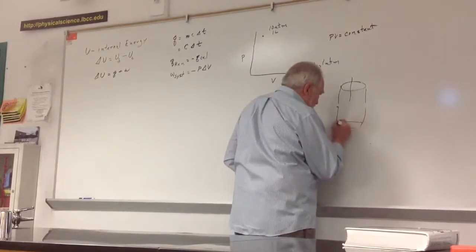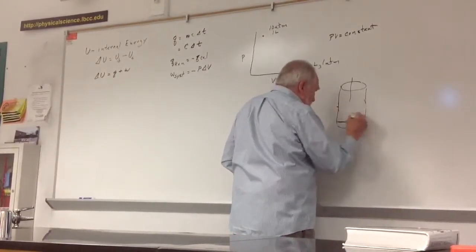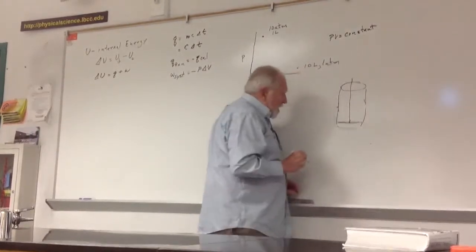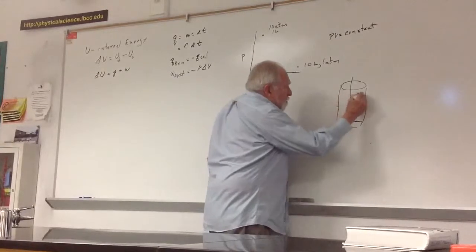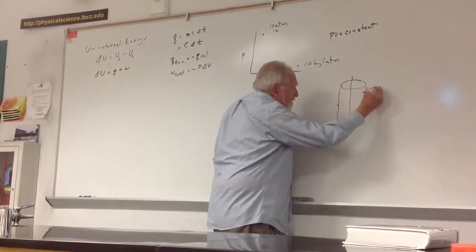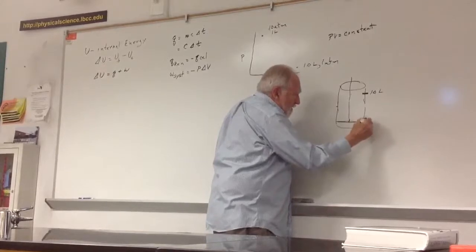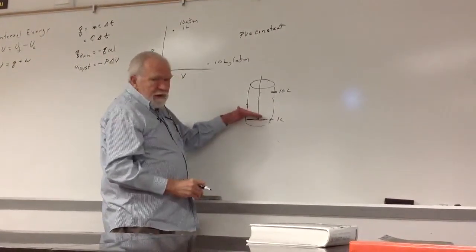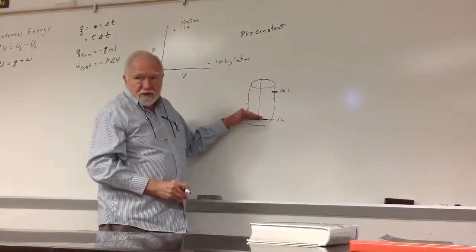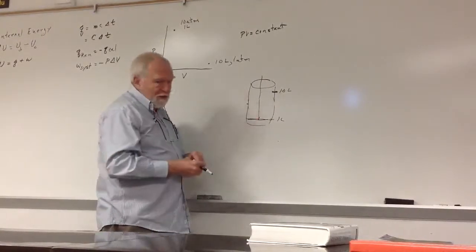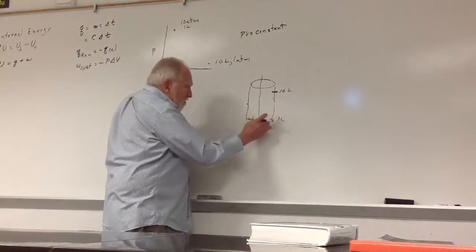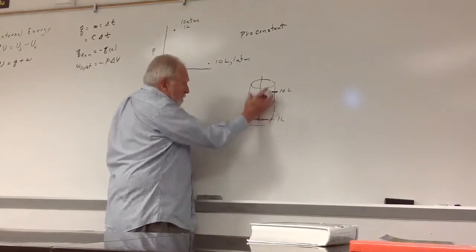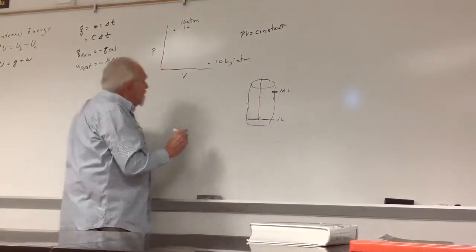Down here's my 1 liter state. Here's my piston pushing down. And suppose I put a pin up here where it's 10 liters. Here's the 1 liter state. And I put a vacuum here, so there's no external pressure. P is 0. I pull this thing out, what does the piston do? It rises, up to 10 liters.